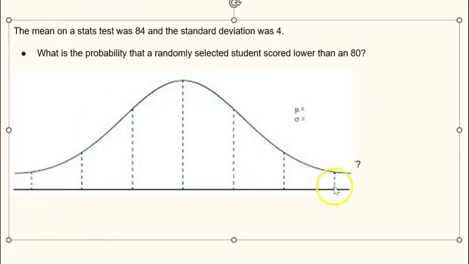Okay, so this is a question just like what we did in 5A. All right, so I could draw my curve. The mean is 84, so that would go right here. And then the standard deviation is 4. So this next line, one standard deviation below, would be 80. And if I want students that scored lower than an 80, I would just add these percentages together. Okay, that is what we have already done.